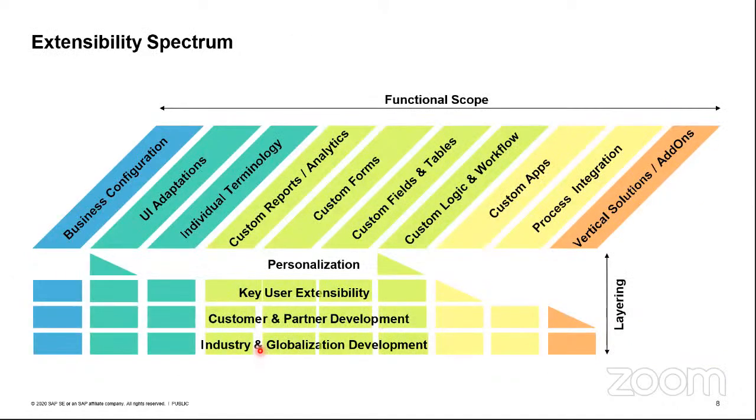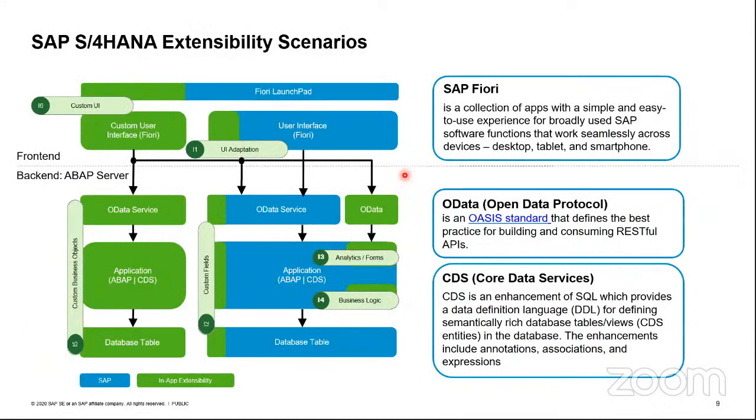So now we talk about the extensibility spectrum. It provides you the functional scope of in-app extensibility. You will be able to create custom reports or queries, etc. You can create custom forms by importing standard forms. You could create custom fields and logic. You could create custom business objects, custom UIs for your custom application, etc. So now let me get into the scenarios.